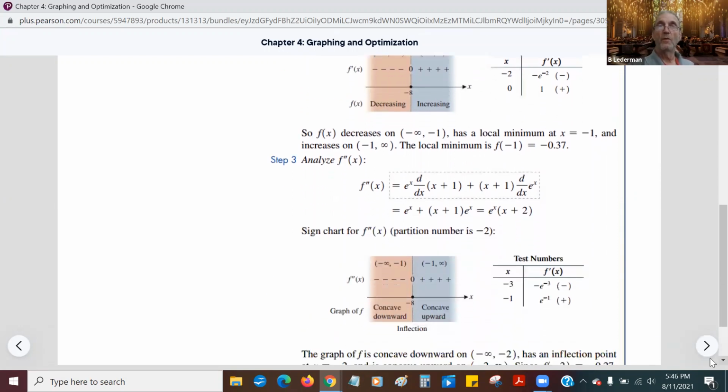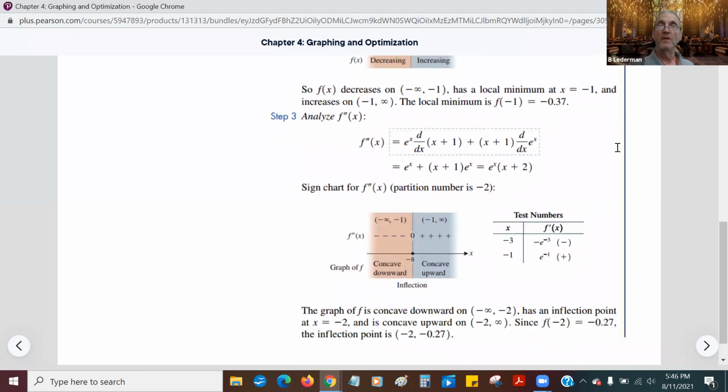Alrighty. So now let's look at f double prime. I have to take the derivative of the derivative, and after I crunch and gather together like terms, I get e to the x times x plus 2. That's ultimately what I'm going to get.